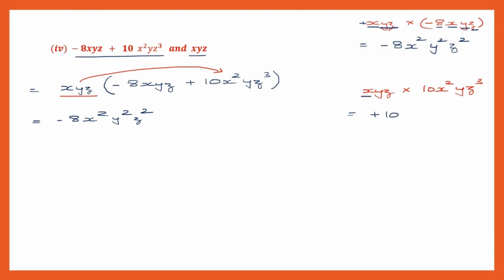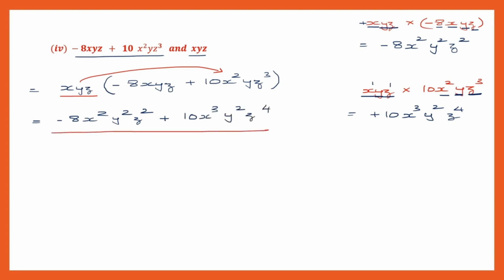Now let's look at x. Here 1x and here 2. So 1 plus 2 is 3, x to the power of 3. Here we have 1y and 1y. That will be y to the power of 2. Here we have 1z and z to the power of 3. So that is z to the power of 1 plus 3, z to the power of 4. So that will be plus 10 x to the power of 3, y to the power of 2 and z to the power of 4. So our final answer is this: minus 8 x square y square z square plus 10 x cubed y square z to the power of 4.